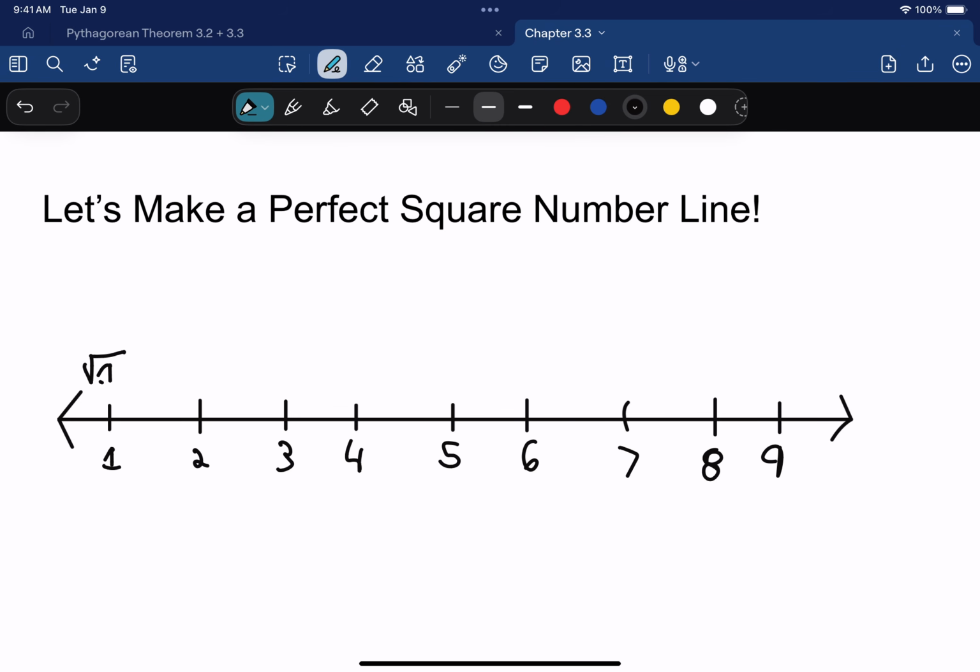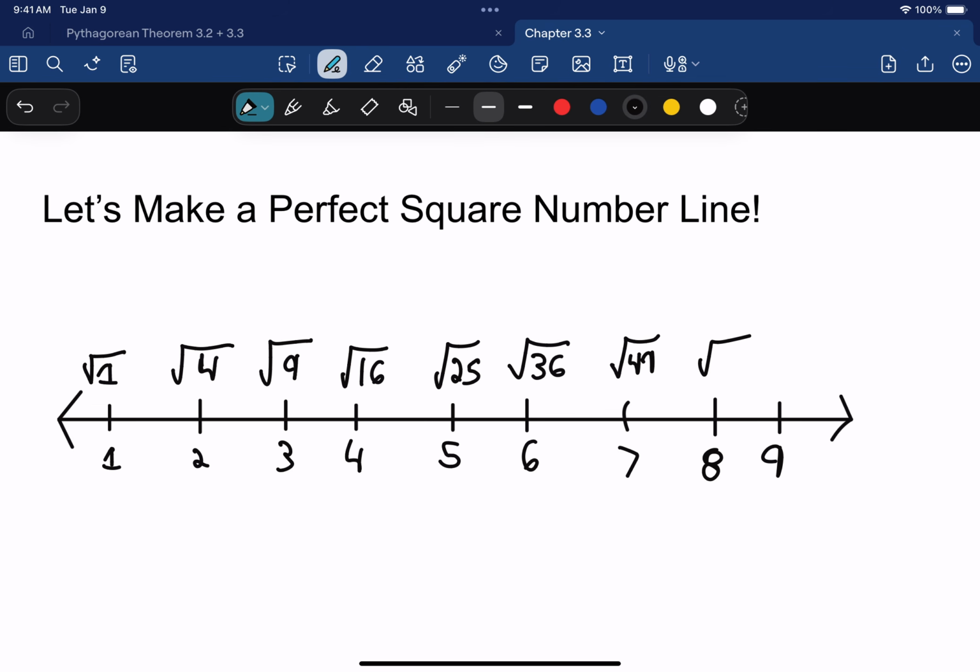On the top, we're going to put 1, because 1 times 1 equals 1, so the square root of 1 is 1. For 2, we are going to put 4, because the square root of 4 is equal to 2. Up top here, we're going to put 9. Up top here, we're going to put 16. 25 here, 36 here, 49 here, and 8 times 8 is 64. And 81. We're going to put all of our squares up top above this line.